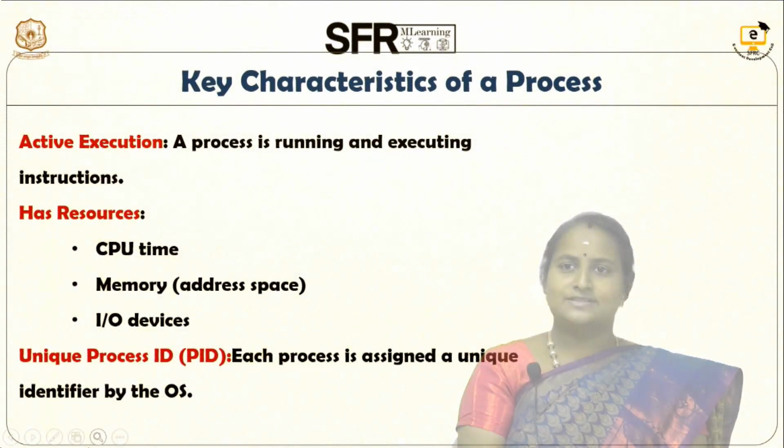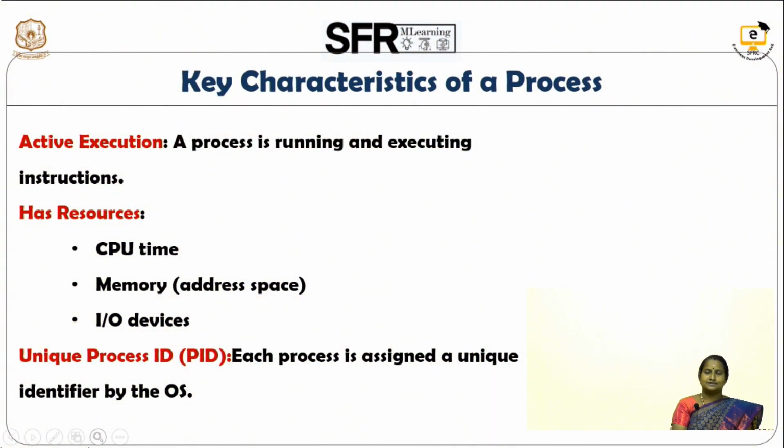So then we are going to see the key characteristics of a process. The first characteristic is, as I already said, a process is an active execution, that is, a program in the execution stage. Then the process contains resources such as CPU time, memory needed to execute the process, and I/O devices. Then each process contains a unique process ID. It will be assigned by the operating system. That process ID will be utilized by the OS to individually identify it in any instance.